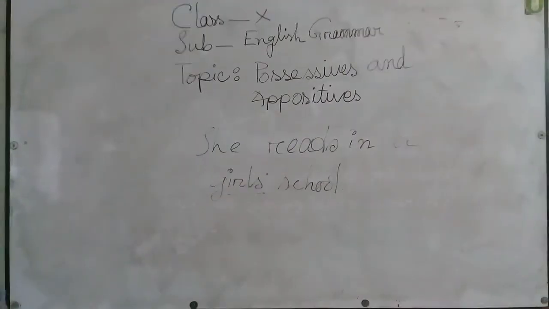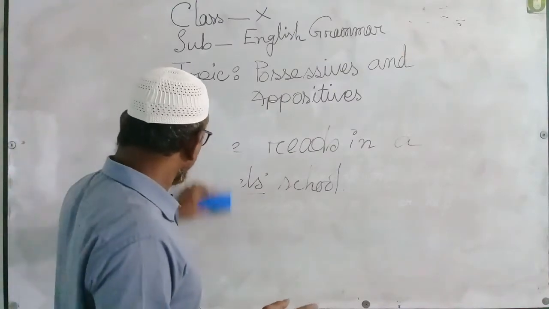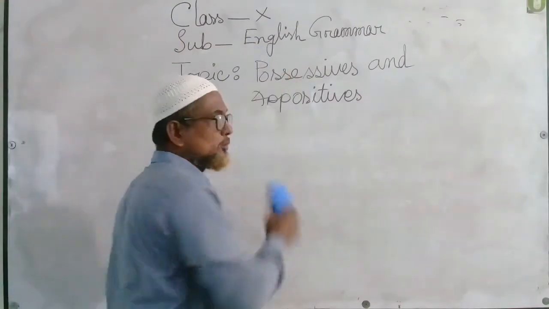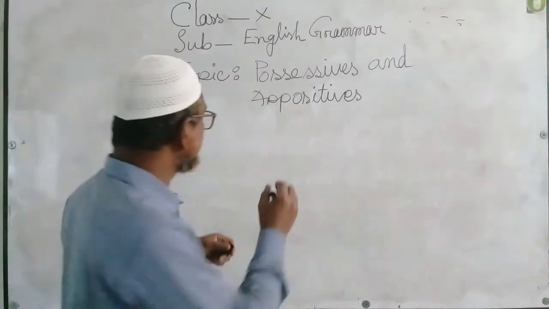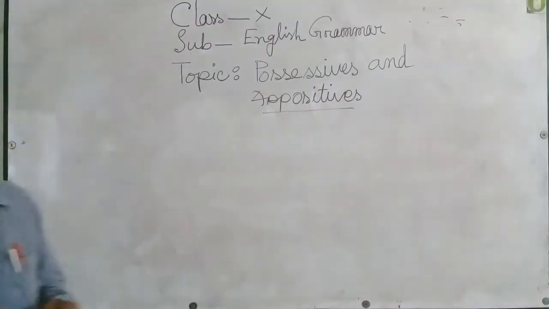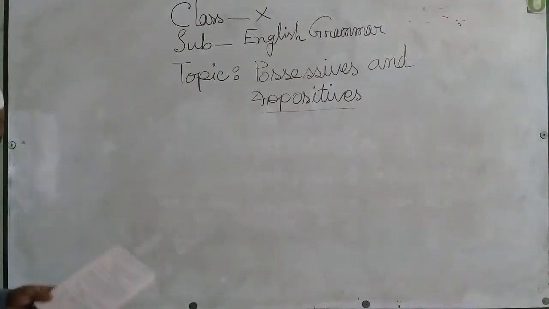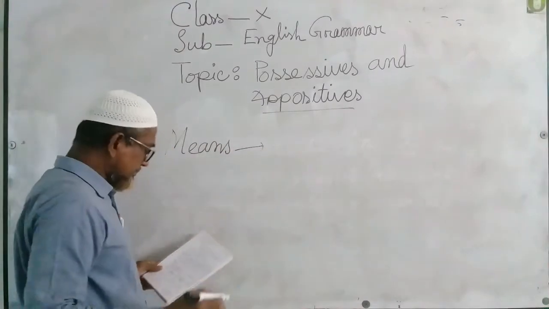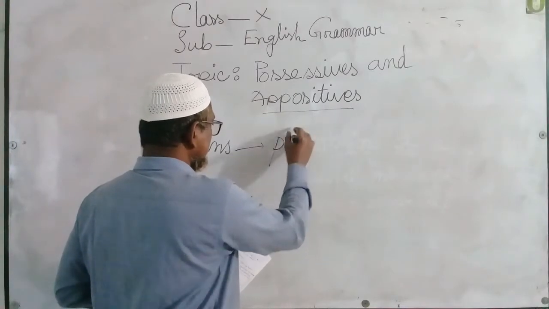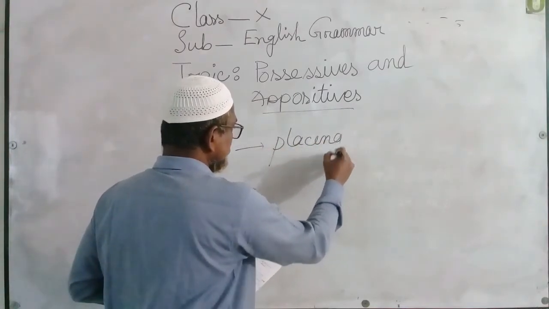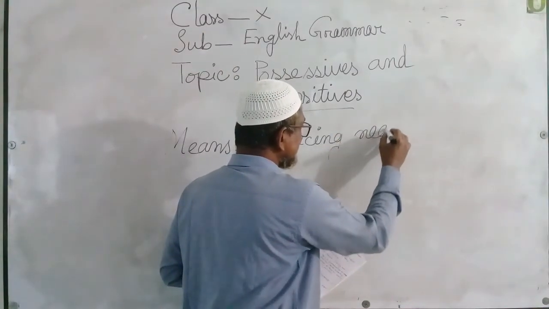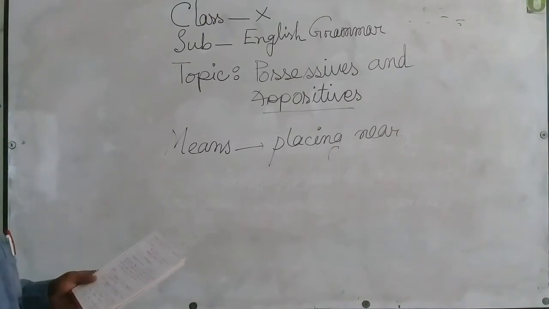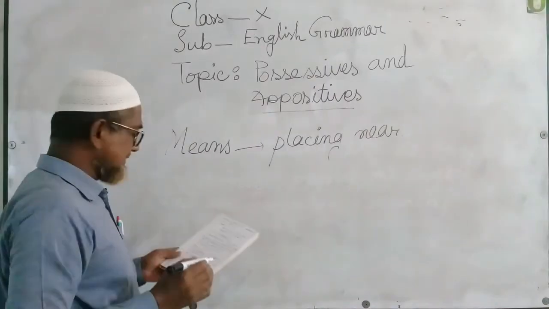So students, I hope you have understood the information about possessive. Now I am discussing appositives. Students, what is appositive? Appositive means placing near. I am giving an example for you. It is a grammatical arrangement.